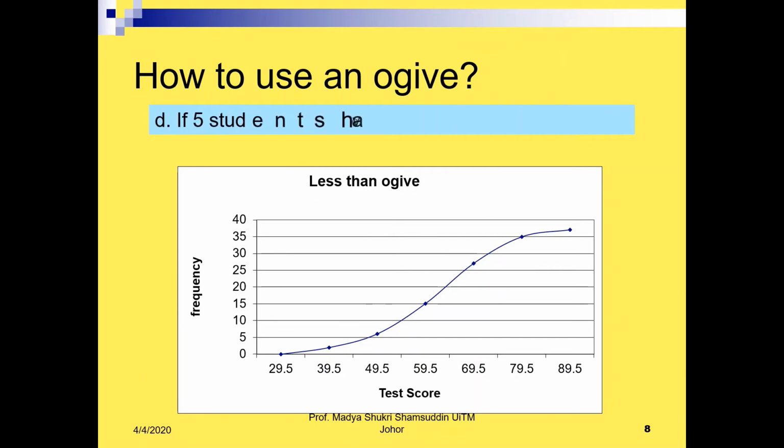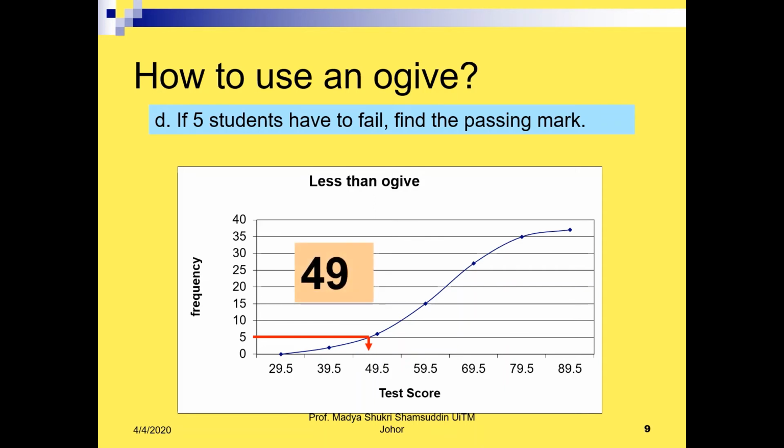If 5 students have to fail, find the passing mark. Go to y-axis. Locate the number 5. Draw a straight horizontal line till it touches the ogive line. Draw a vertical line down the ogive line till it meets the x-axis. Here, you will get 49. Therefore the passing mark is 50.